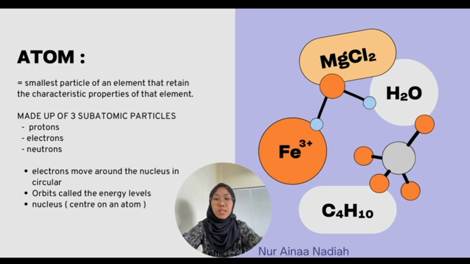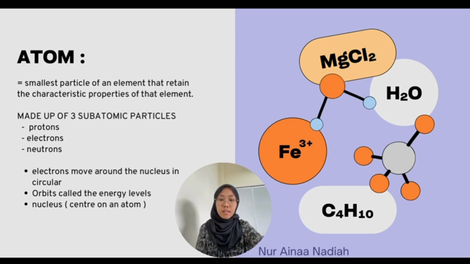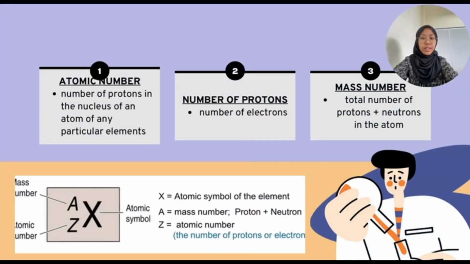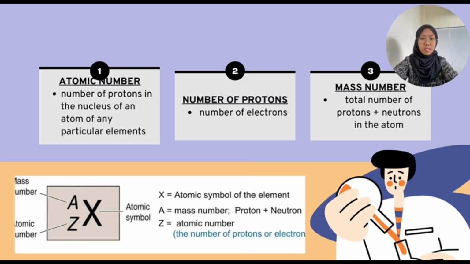An atom is the smallest particle of an element that retains the characteristic properties of that element. It is made up of three subatomic particles: protons, electrons and neutrons. Electrons move around the nucleus in circular orbits called energy levels, and the nucleus is the center of an atom. The atomic number is the number of protons in the nucleus of an atom of any particular element. The number of protons equals the number of electrons, and the mass number is the total number of protons plus neutrons in the atom.